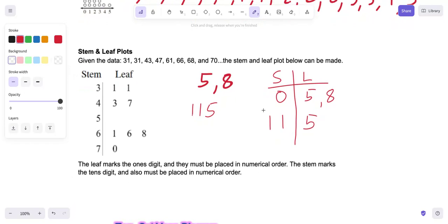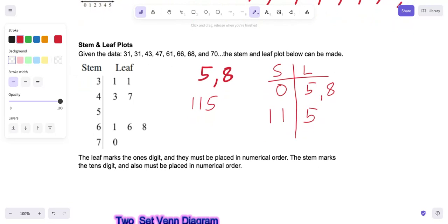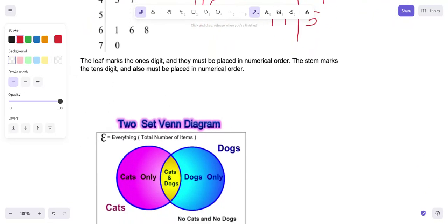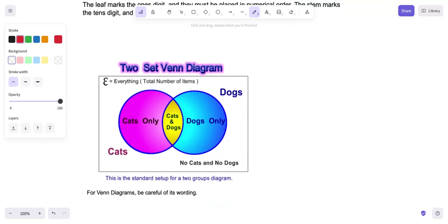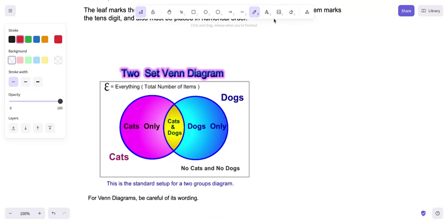All right, that's the medium difficulty. Now we get to the hard difficulty, Venn diagrams. And Venn diagrams are hard because of their wording. So there are 3 words you need to really focus on, and those are only, and, or.